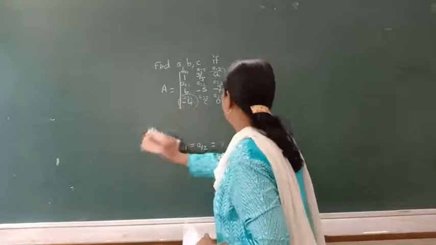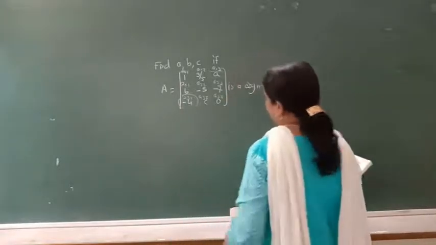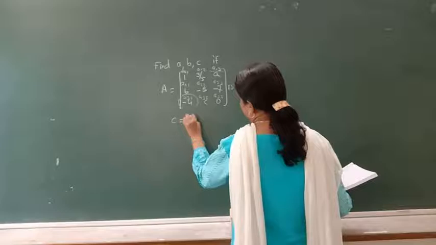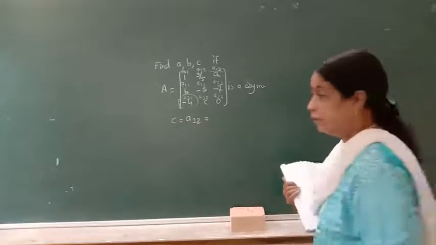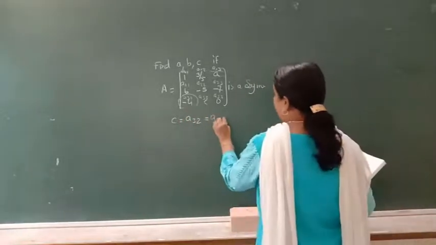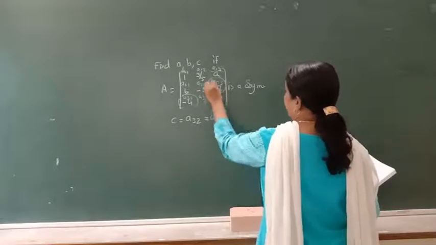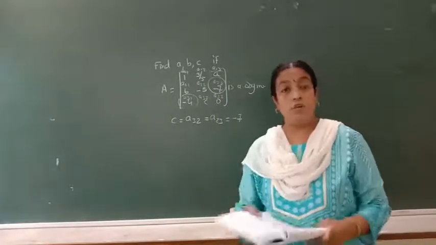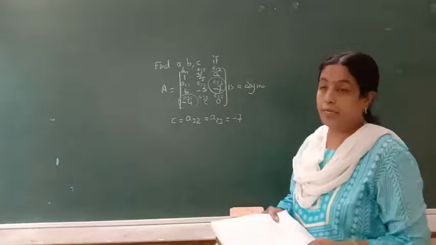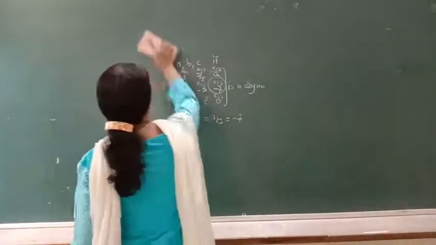Next, C is another element. C is equal to A32. But according to our definition of symmetric matrix, it will be A23, and the element present here is minus 7. So we have got the values of all the unknowns A, B and C. Next.